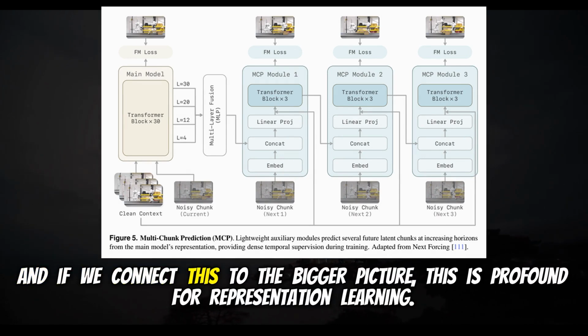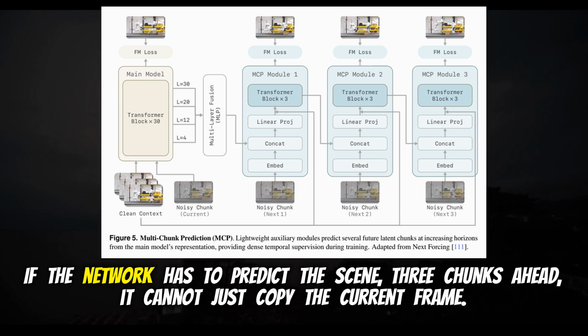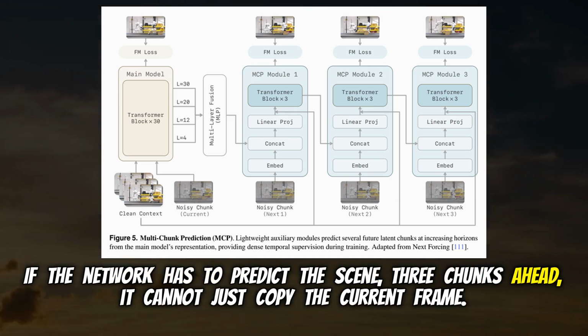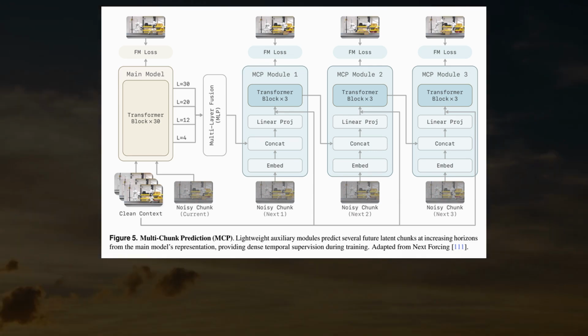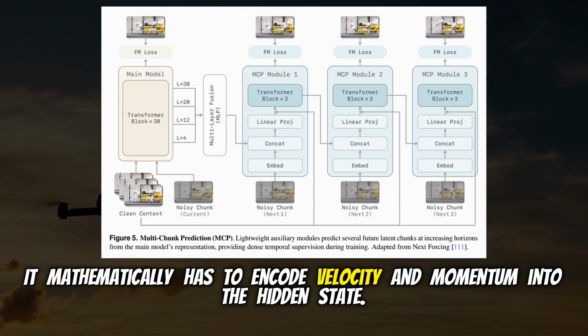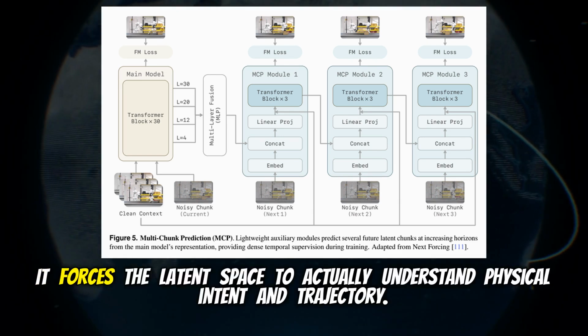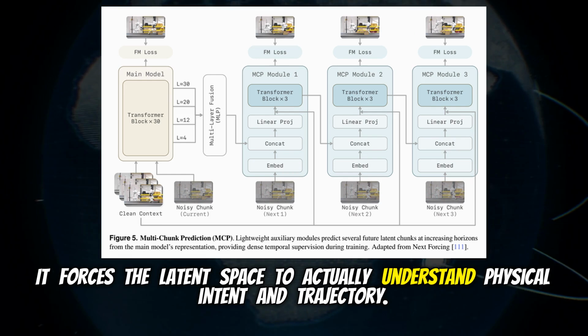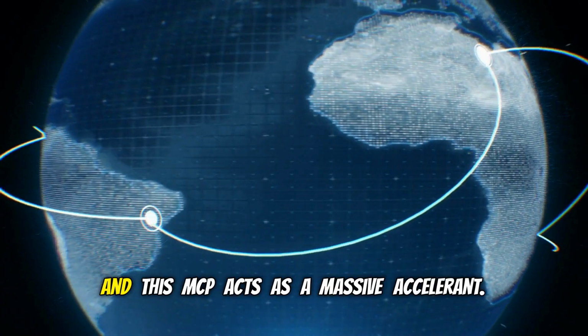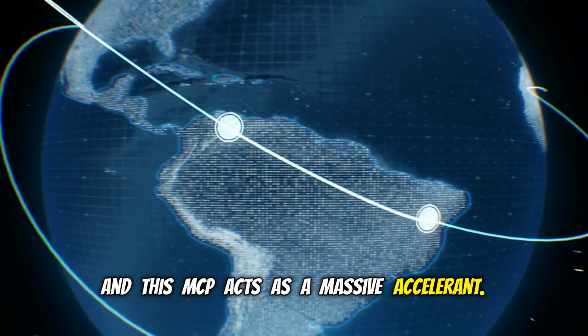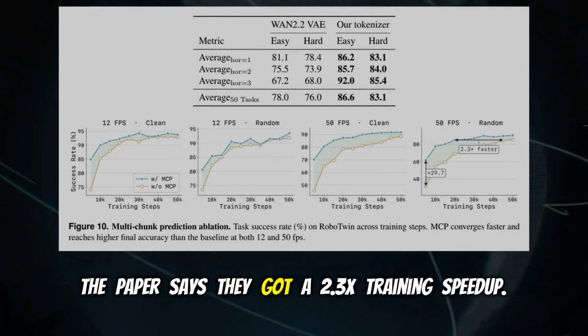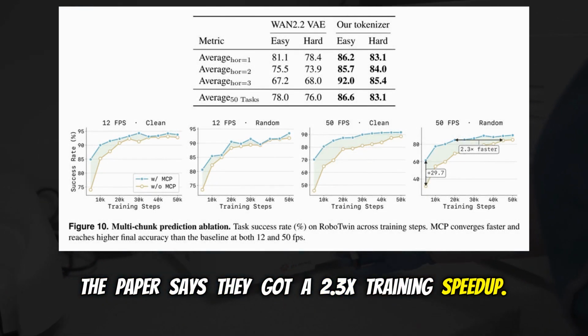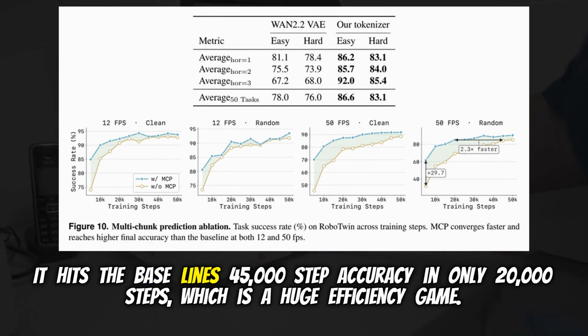Yeah, and if we connect this to the bigger picture, this is profound for representation learning. If the network has to predict the scene 3 chunks ahead, it cannot just copy the current frame. It mathematically has to encode velocity and momentum into the hidden state. Right. It forces the latent space to actually understand physical intent and trajectory. And this MCP acts as a massive accelerant. The paper says they got a 2.3x training speedup. It hits the baseline's 45,000 step accuracy in only 20,000 steps. Which is a huge efficiency gain.